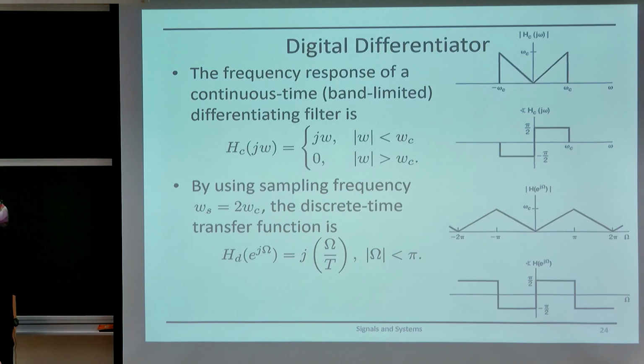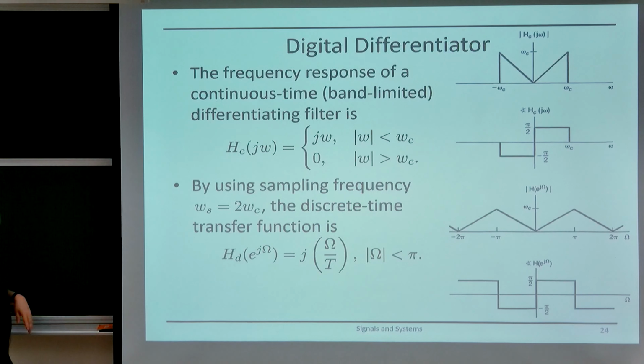If you plot this out, assuming that it's band limited to omega c, then the magnitude, which is the absolute value of omega, is just this function here, and the phase is either pi over 2 or minus pi over 2 on the positive and negative axis.